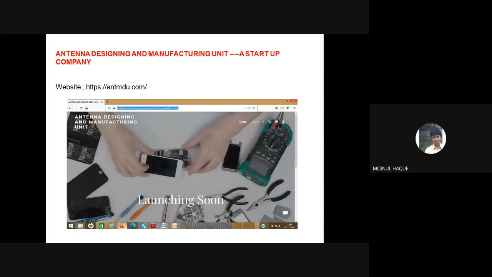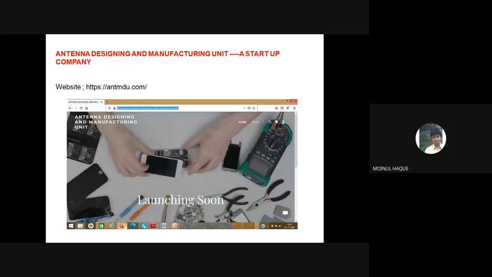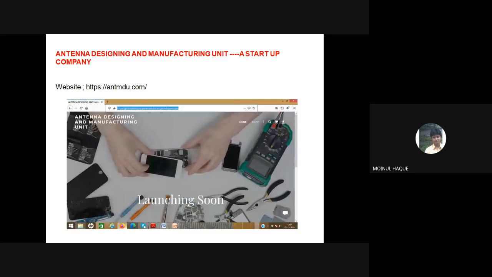Okay. So this is an interesting thing that our research team is trying to do: we want to create a startup company. The website is already launched, that is antmdu.com. In that startup company we are launching our products. If you visit that website, you will find our products, though it is in the initial stage. We are upgrading that website, and very soon you will get the full website. So this is another thing we are trying to develop. I'm going to the next page, the 4th page.